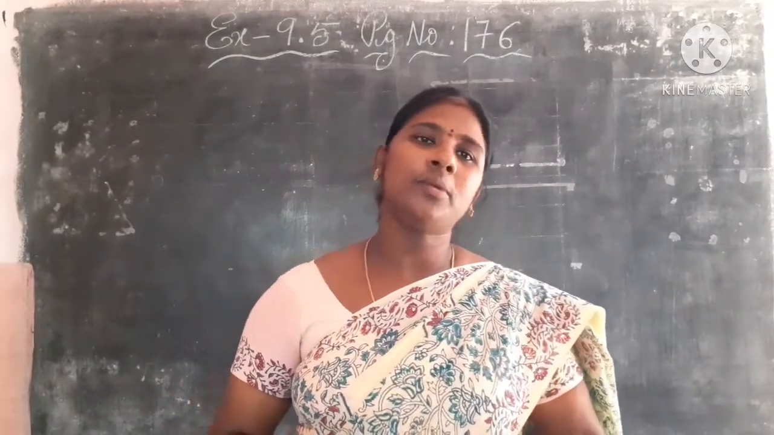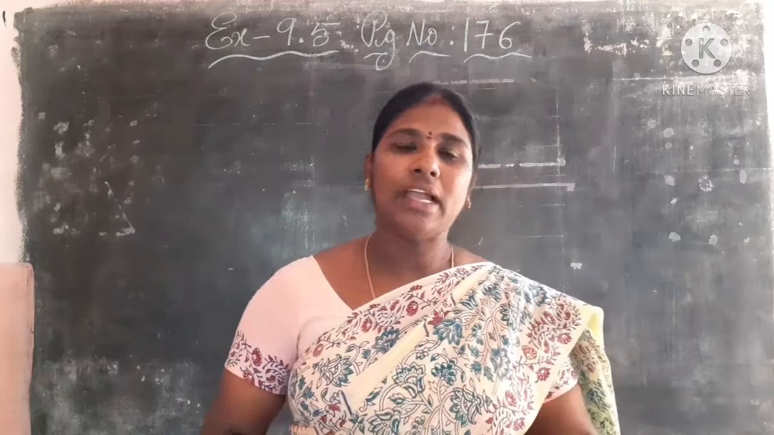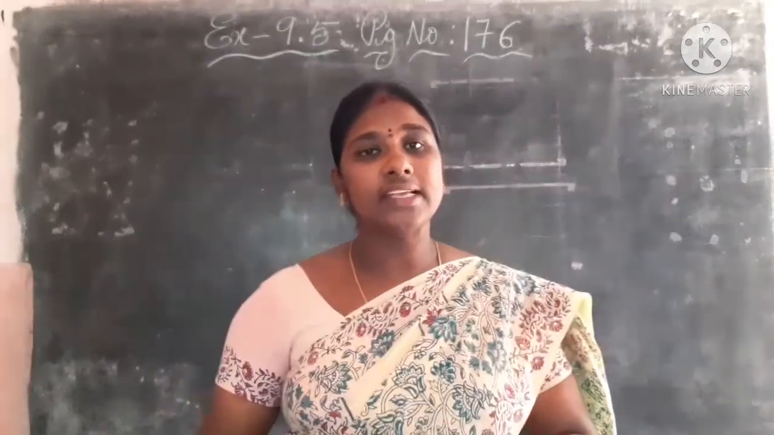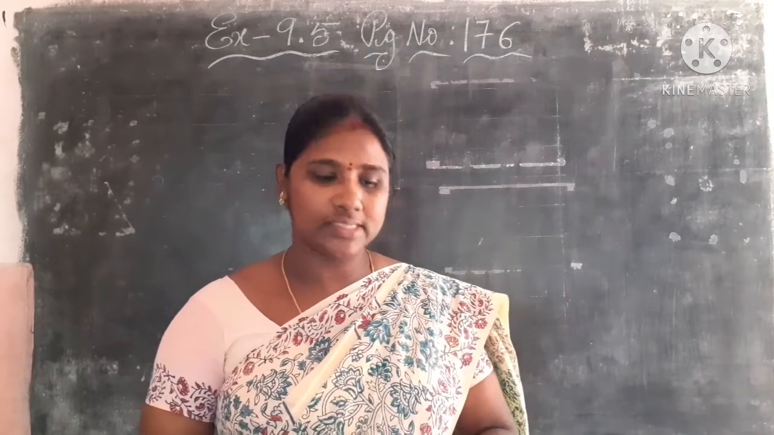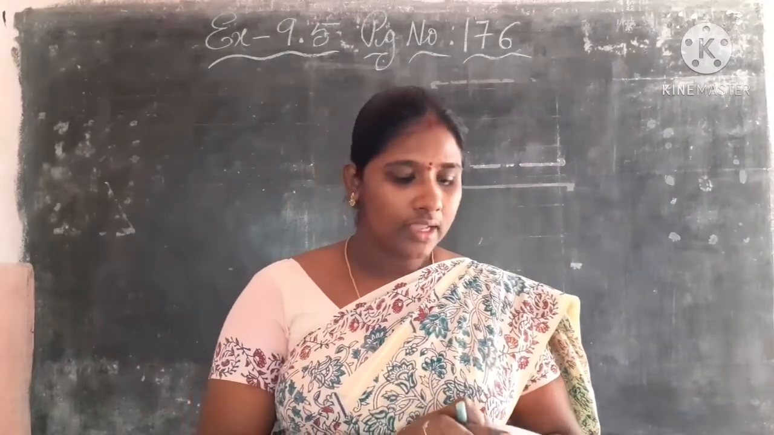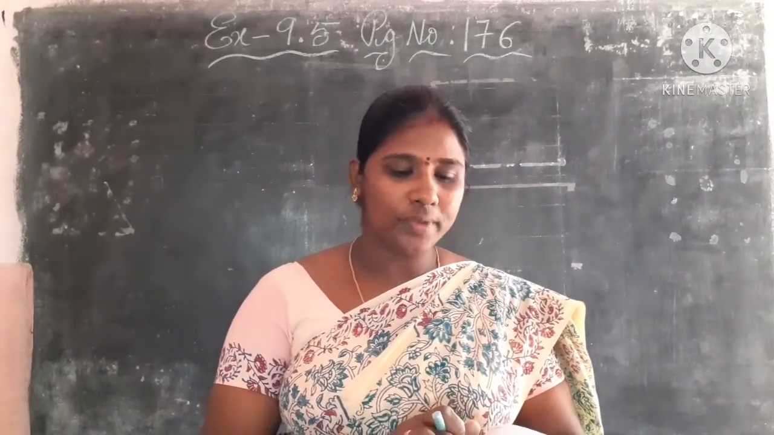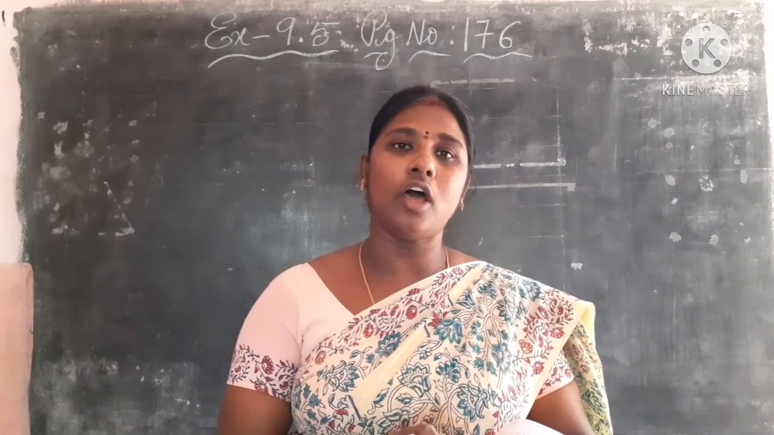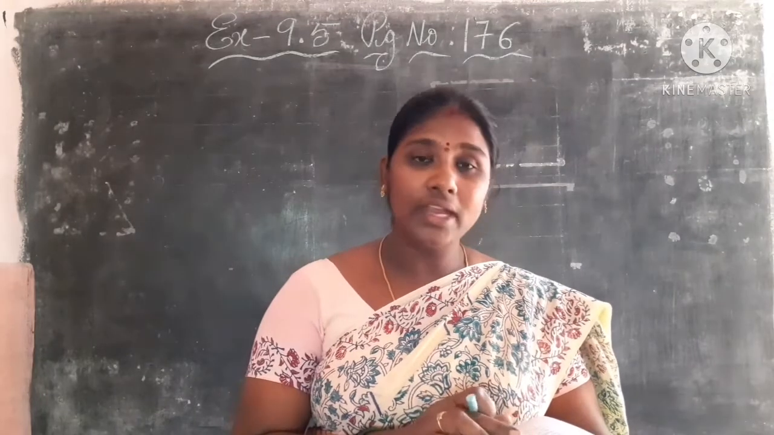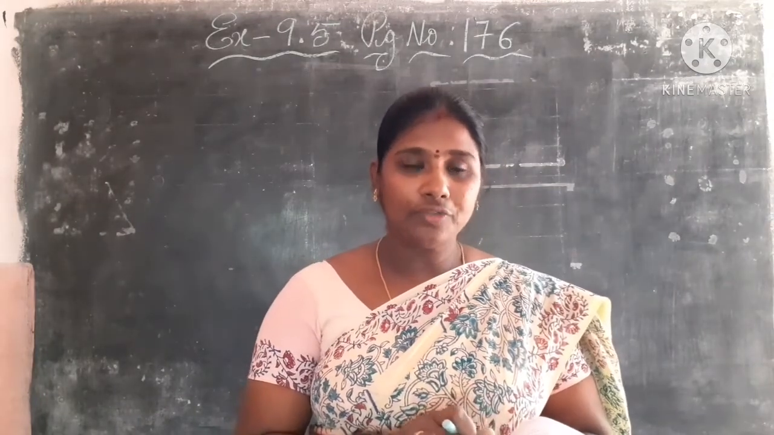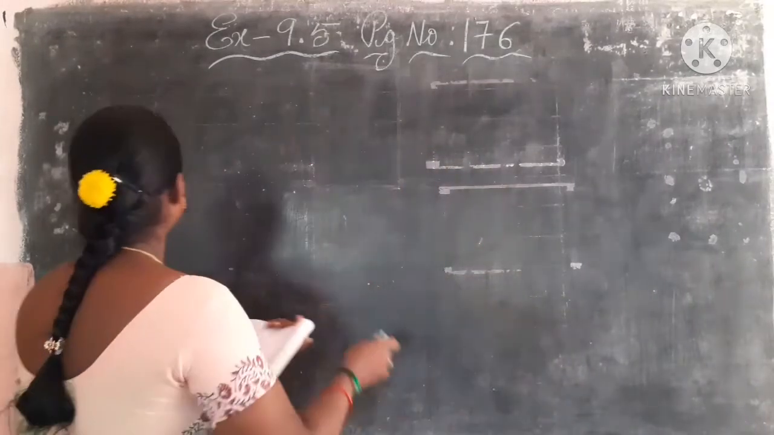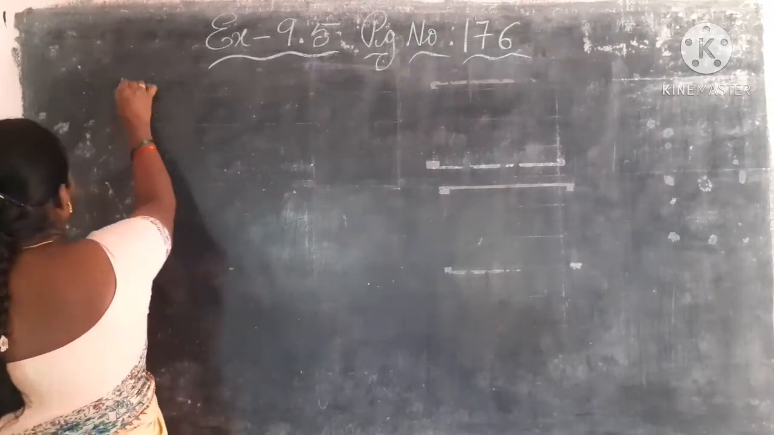Today we are going to learn about the word problems on multiplication and division of fractions. Everybody open your textbook, exercise 9.5, page number 176. In that first one, if 1 meter of cloth costs rupees 25, find the cost of 1 2/5 meters of cloth. The cost of 1 meter of cloth is given, and we have to find the cost of 1 2/5 meters of cloth. So, see the first solution.